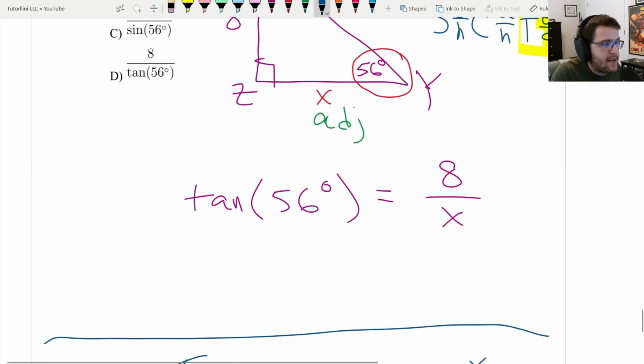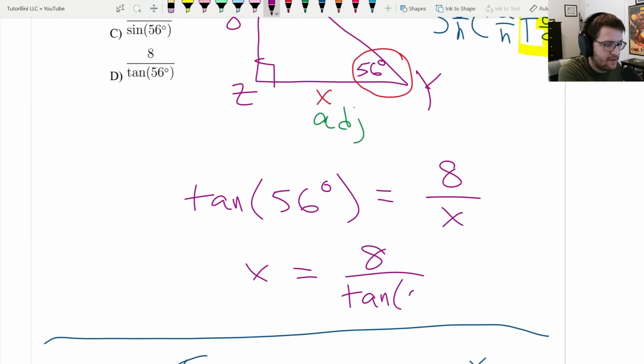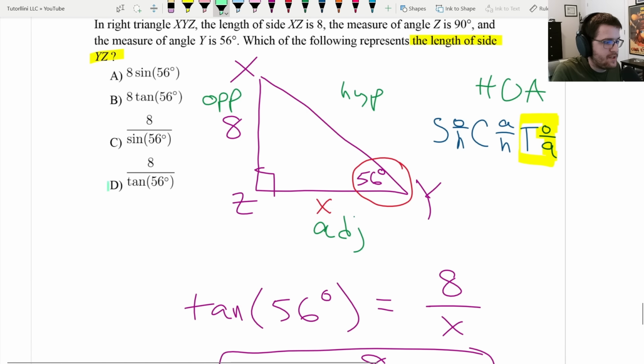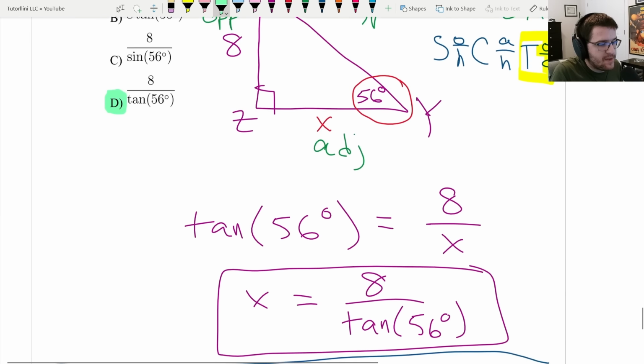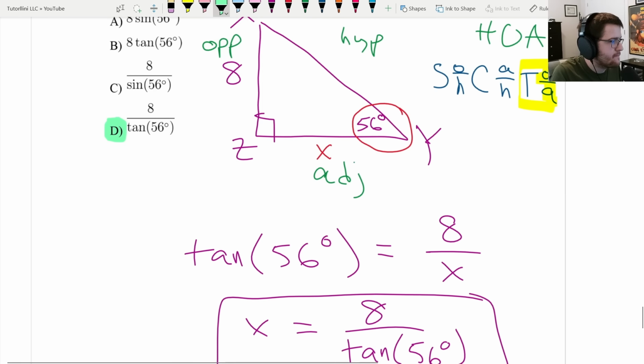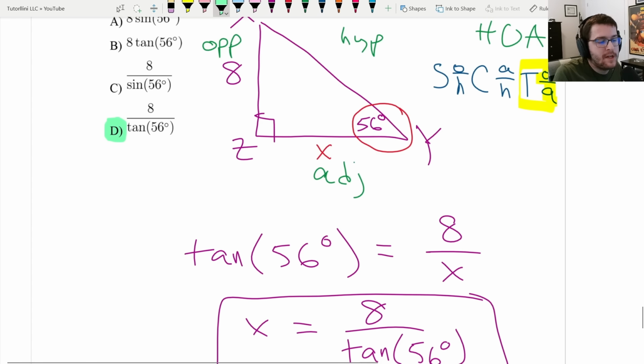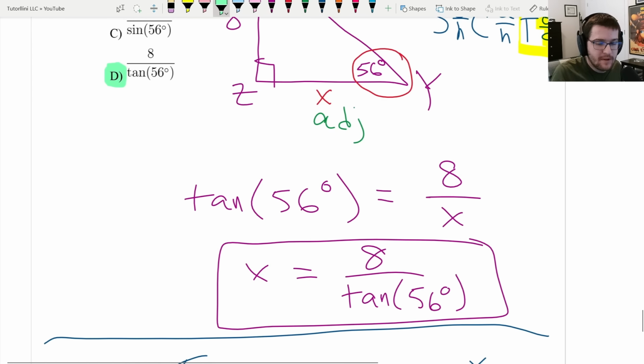So for this one, I'm going to use that algebra trick I just explained. Multiply by x, divide by tan 56, or just swap them. And we get x equals 8 over tan of 56 degrees. And it seems that is answer choice D, which I believe is the answer. There's not really a whole lot you can do to check it. I just recommend that you understand SOHCAHTOA and how to solve that equation very thoroughly.